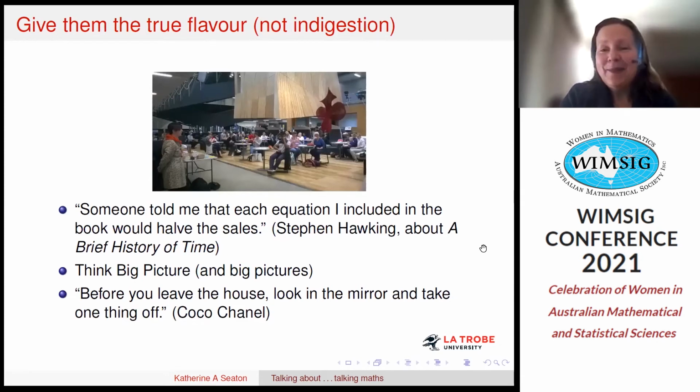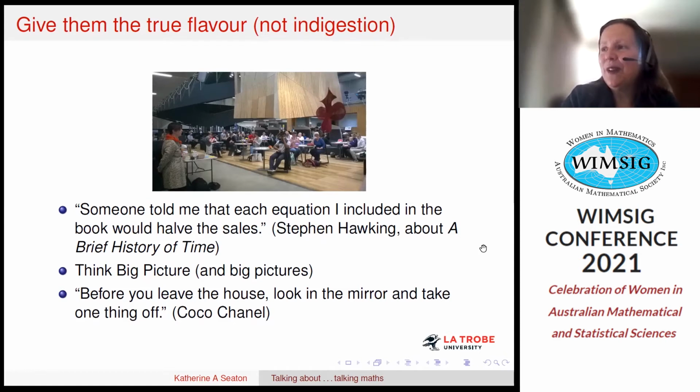So my third point is that you want to give people a flavour for what you do without giving them indigestion. But you want to give them the true flavour. You don't have to water it down too much. But you do want not to overwhelm them. So one line I really like was what Stephen Hawking said about his best-selling book, A Brief History of Time. He was warned that each equation would halve the sales. So I would say that about talks. Just be careful how technical you are when you're talking to a general audience. They don't want it dumbed down, but they don't necessarily need to have their eyes glaze over.